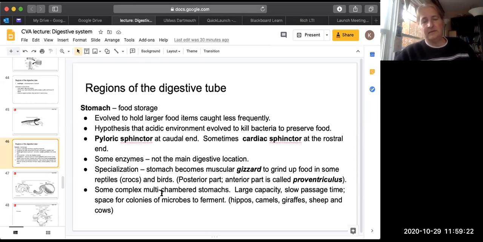And then some vertebrates have multi-chambered stomachs. So you probably heard of the cow having many stomachs. That's also in hippos, camels, giraffes, sheep, cows. The reason they have these multi-chambered stomachs is to allow this slow passage time, again, to let it kind of soften and ferment, and variably let different colonies of microbes help break it down in different ways.